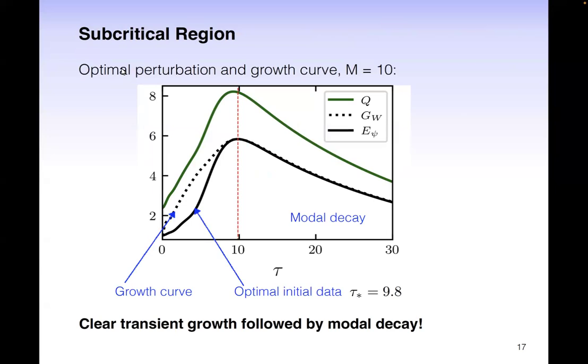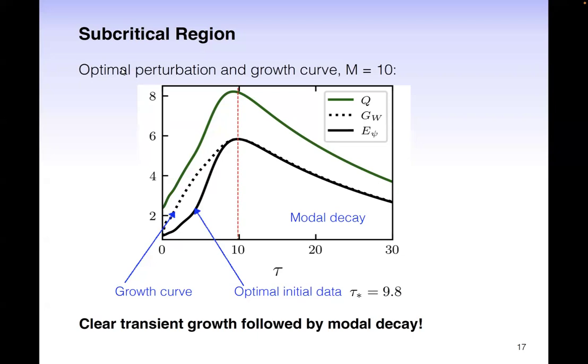And here, the black dotted line is the energy growth curve, and the black solid line is the energy of the time evolved optimal initial data when targeted at 9.8. Okay, so the point here is that for short time scales, we see an energy growth. And that energy growth is followed by modal decay, as you would expect, given that your system is on the stable branch. So we see a clear indication of transient energy growth.